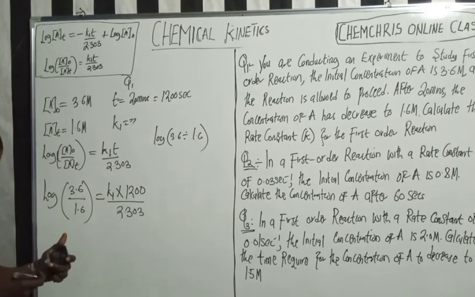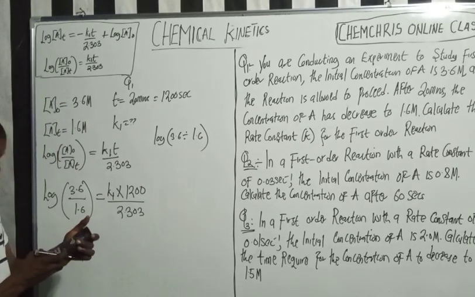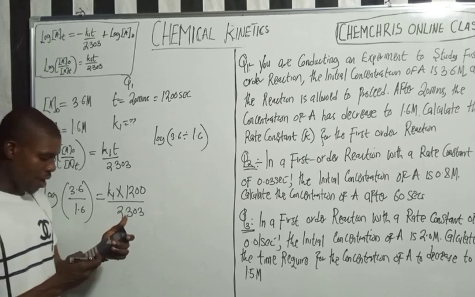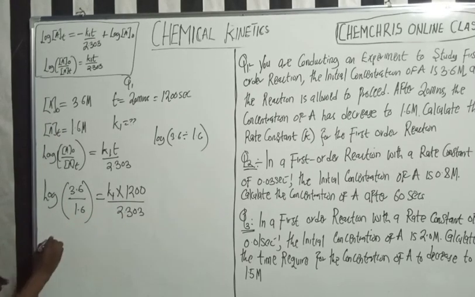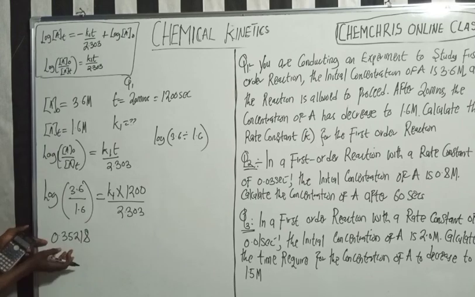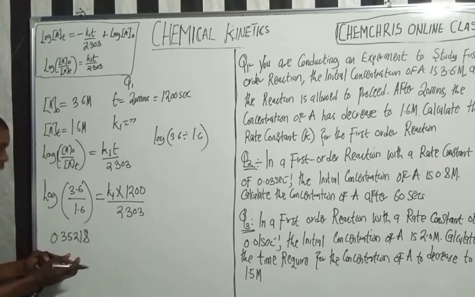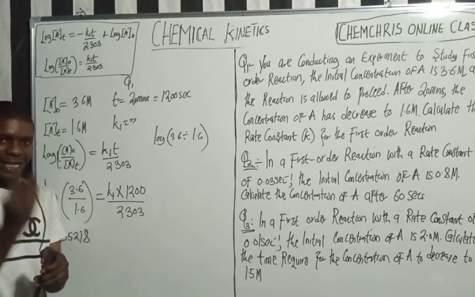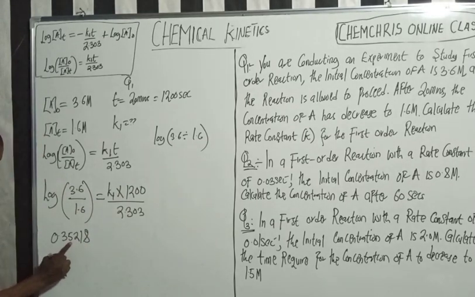So it's going to be log, open the bracket, 3.6 divided by 1.6, close the bracket again. So you have 0.35218. You can express it to at least 3 decimal points, it's enough for you to get the answer. So I already have 1, 2, 3, 4, 5.